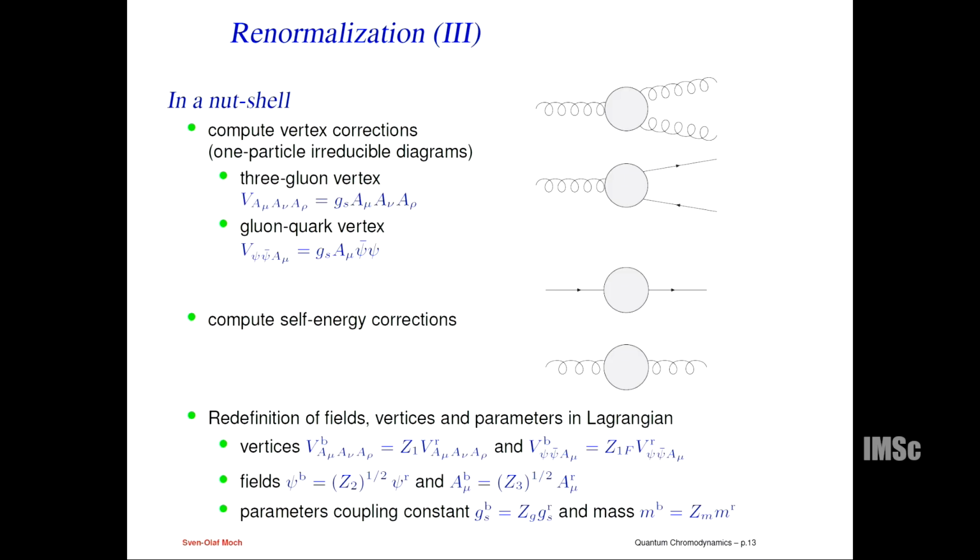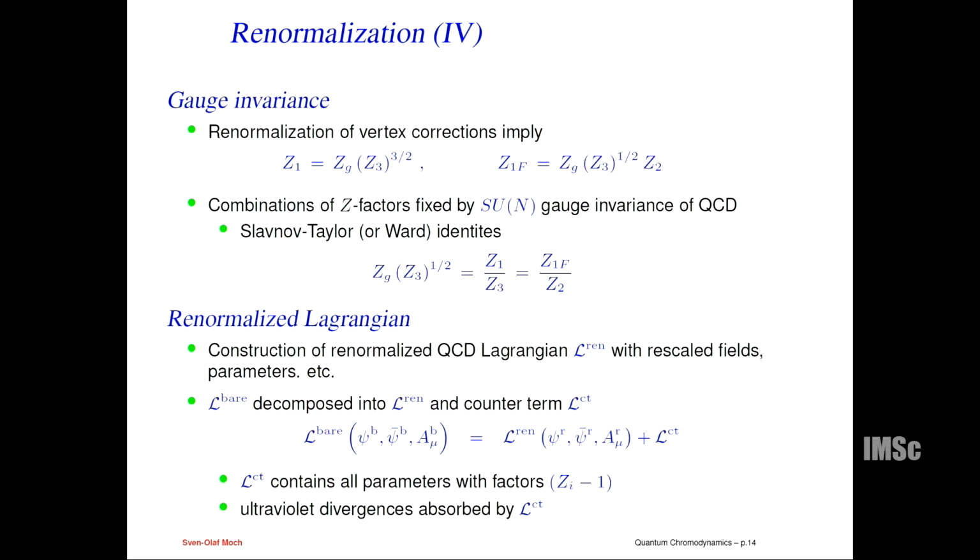Then, once we have done such a computation, say we have done the quark self-energy here, and we have computed our bare result and extracted our ultraviolet divergences, then we can express our bare Lagrangian with a bare field in terms of a renormalized Lagrangian and a so-called counterterm, where the counterterm Lagrangian is all parameters multiplied with a factor Z minus 1.